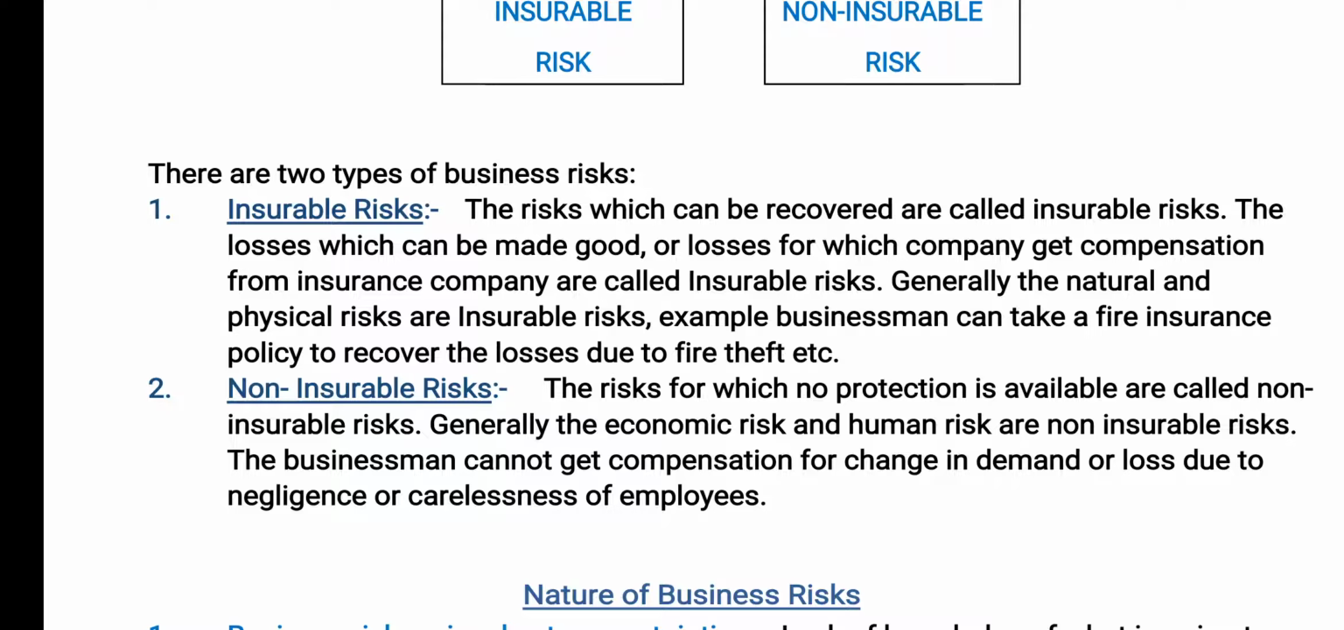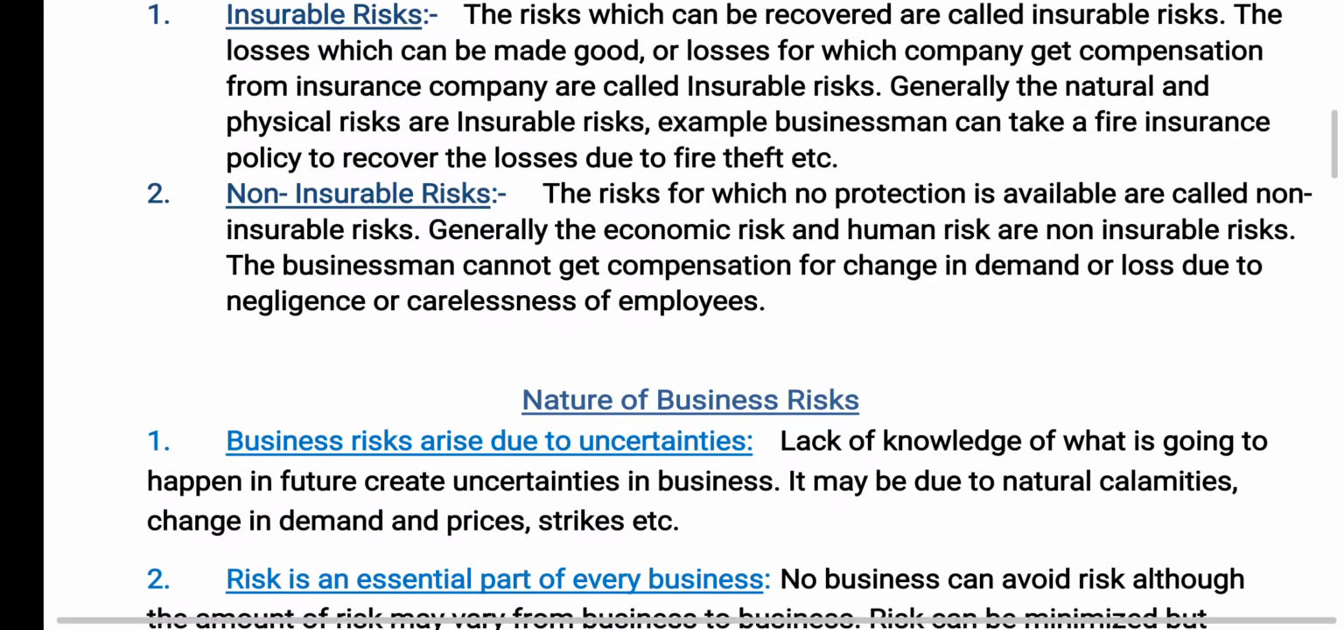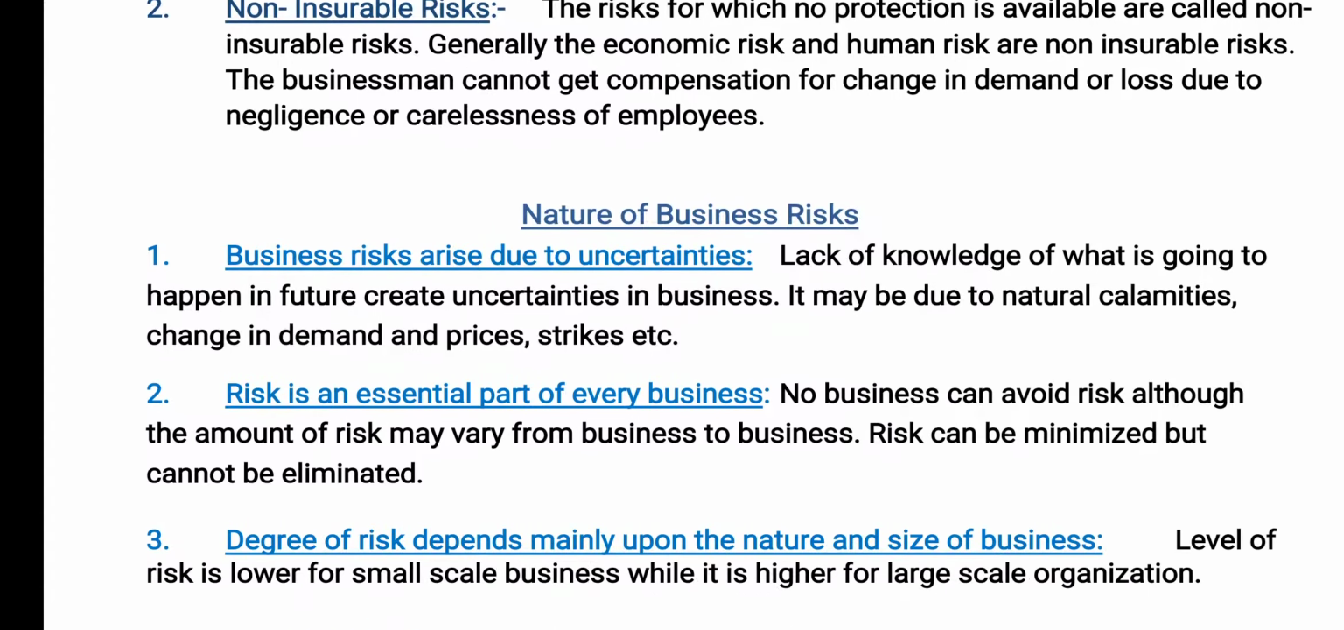The businessman cannot get compensation for change in demand or loss due to negligence or carelessness of employees. So these risks are non-insurable risks, which cannot be paid by any insurance company or which are not insured by any insurance company. Now we will discuss the nature of business risk.